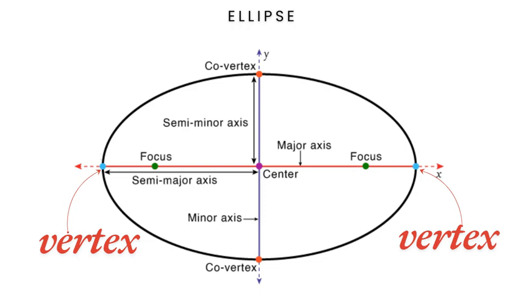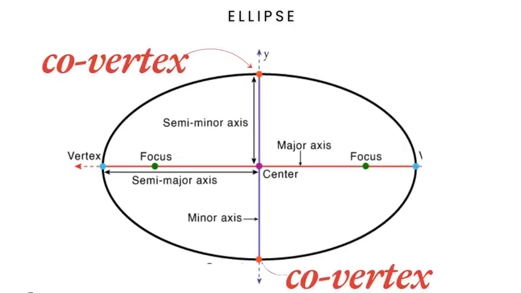The point on the axis where the section cuts the axis is referred to as the vertex of the ellipse. There are two vertices for an ellipse and they lie at the extreme ends of the major axis. Co-vertices are the points at the extreme ends of the minor axis. There are two co-vertices for an ellipse.